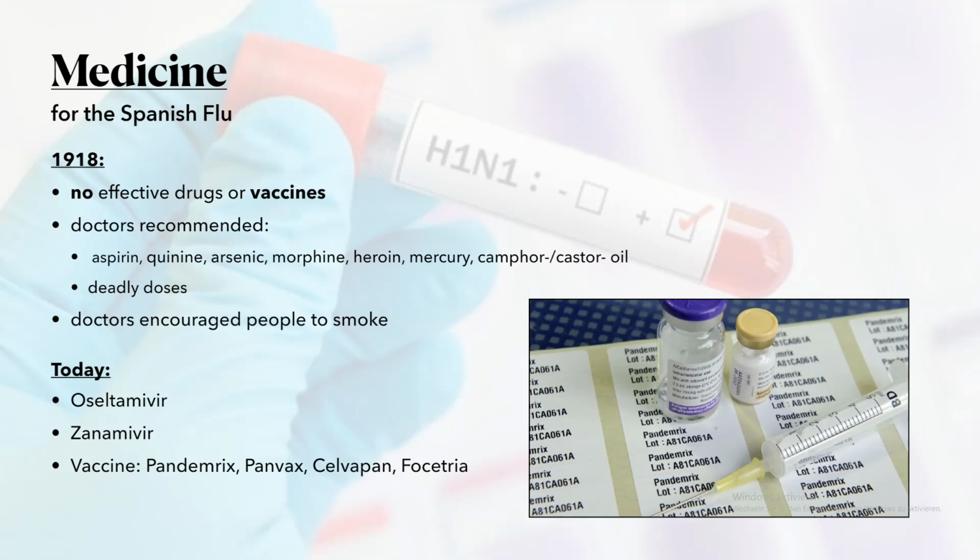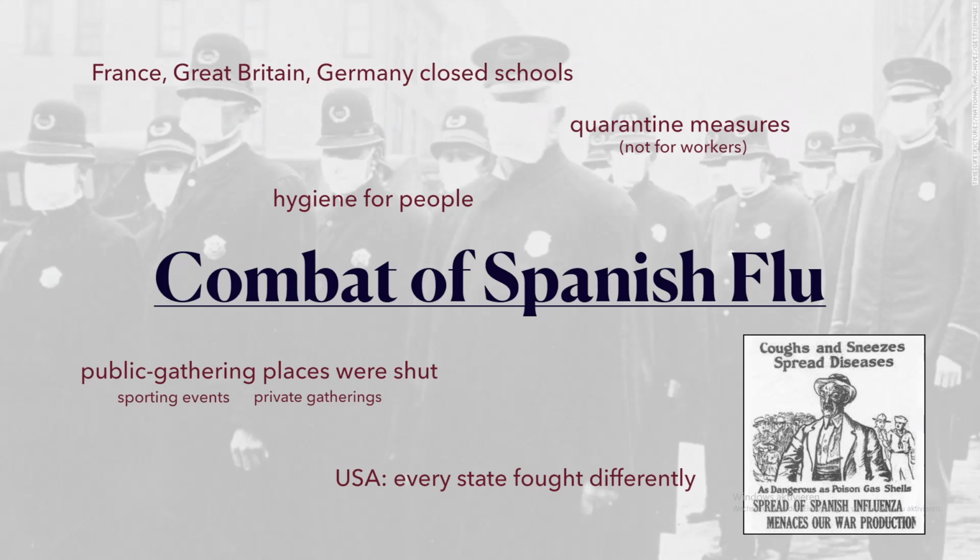But if the people had no drugs or vaccines, how did they fight the flu then? Well, in Europe, countries like Germany, France, and Great Britain closed some of their schools. Quarantine and staying home was recommended, but not for workers. Economy was way too important for the governments.